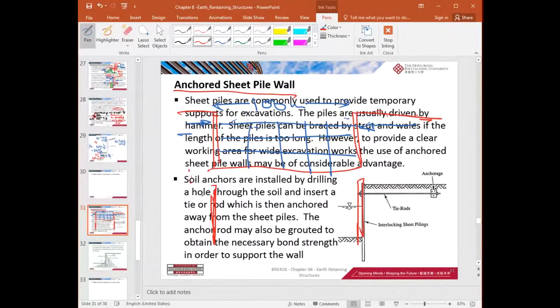Why not use this system? The tieback. So you have a very clear site, right? You have a very open and wide, clear site for all the working within this site.